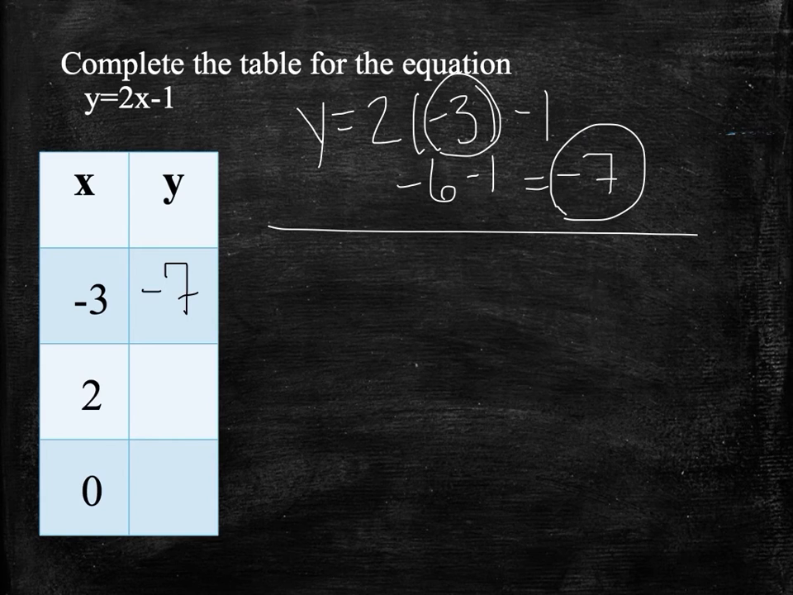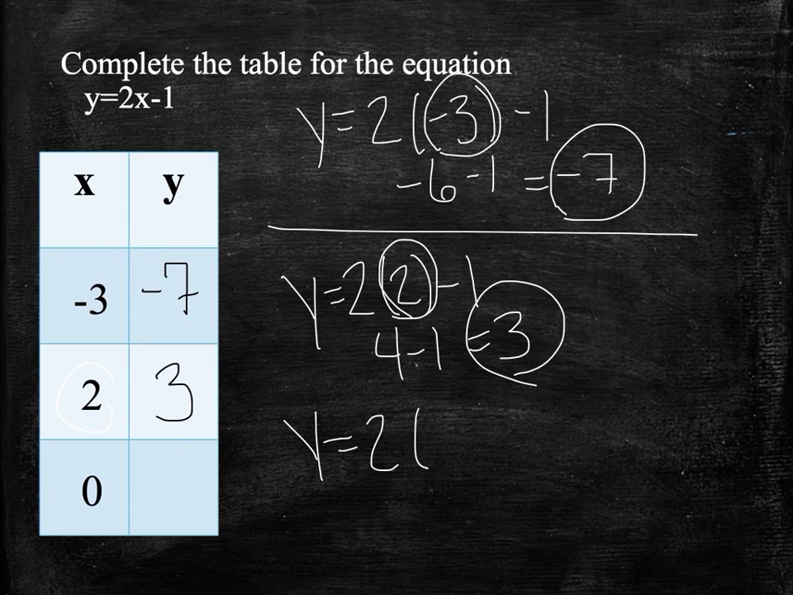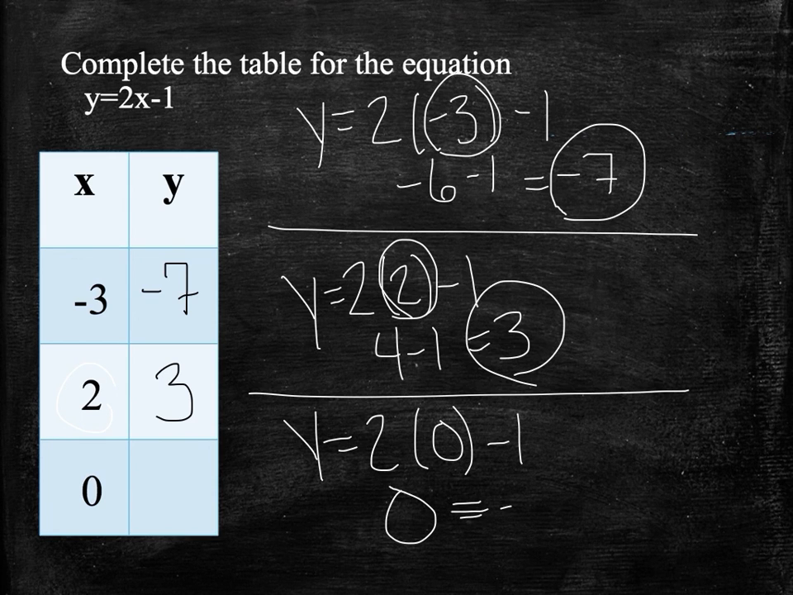Next, we have x equal to 2. So y is equal to 2 times 2 minus 1. My x value is my x value. That's 4 minus 1, which is equal to 3. So when x equals 2, y equals 3. So I'm going to put that in the table. Last one is x equal to 0. So instead of x, I'm going to write 0. 2 times 0 is 0. 0 minus 1 is equal to negative 1. So when x equals 0, y equals negative 1.